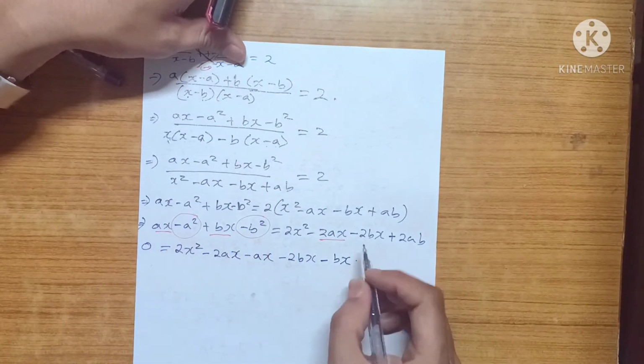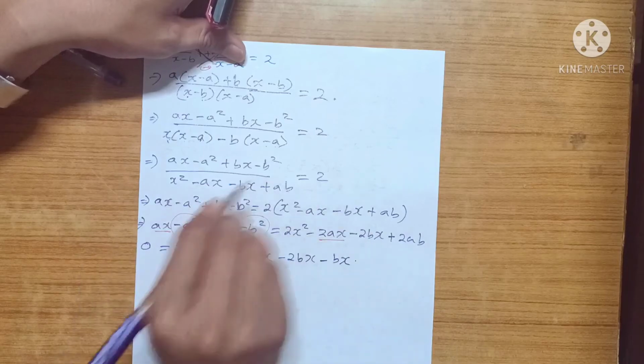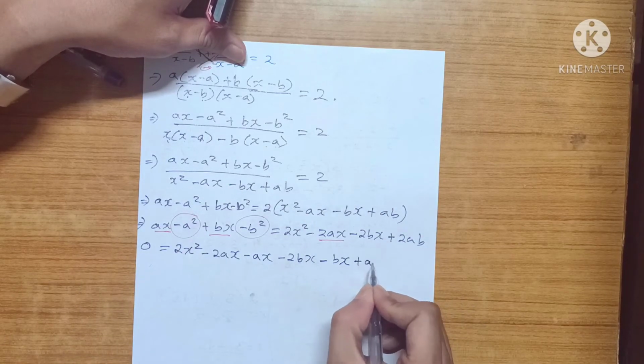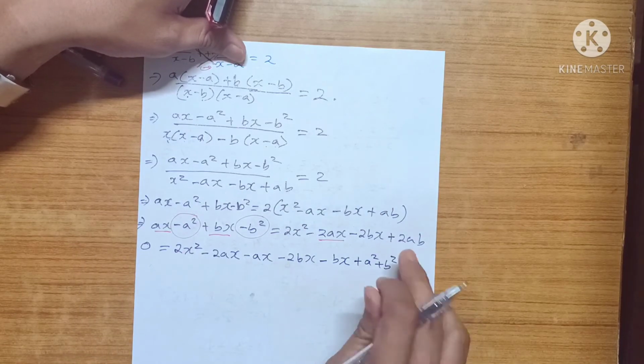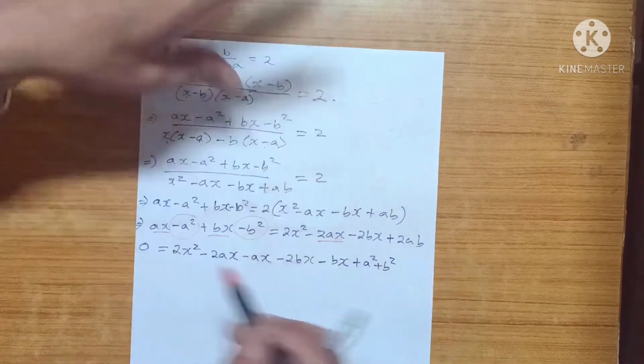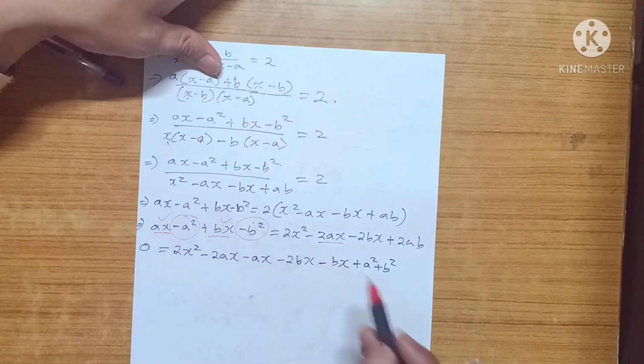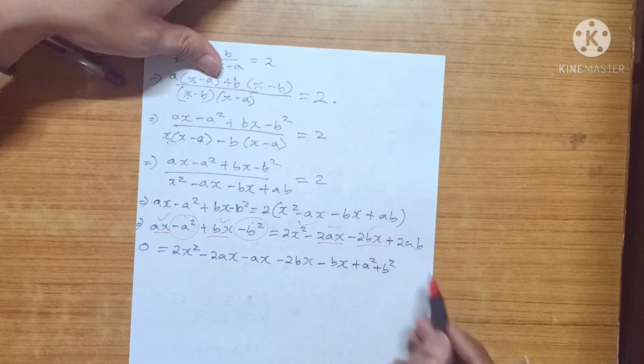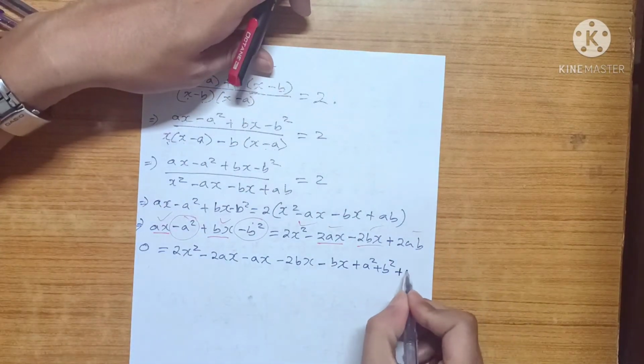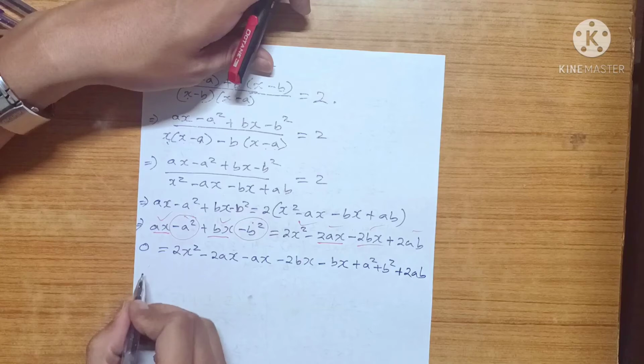So minus a square minus b square becomes, when everything goes to this side, negative becomes positive, plus a square plus b square, and then what's left? Everything is written. This is written, and this is left. So we are left with 2ab.